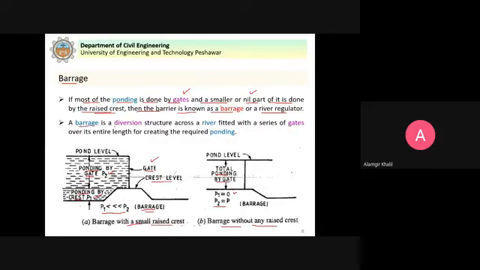So a barrage is a diversion structure across a river fitted with a series of gates over its entire length for creating the required ponding. So now for diversion headworks, for raising the water level and diverting the water into the off-taking canal, we can either provide a weir or a barrage. So now we can understand the difference between the two.